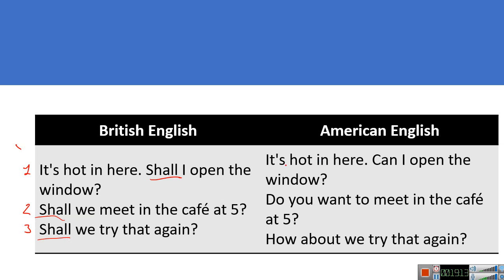Now in American English, we don't say shall. We say, it's hot in here. Can I open the window? Number 2, do you want to meet in the cafe at 5 o'clock? So do you want. Notice how we don't say shall. And number 3, how about we try that again? So how about, this is very important because British people never use how about. That is an invitation.